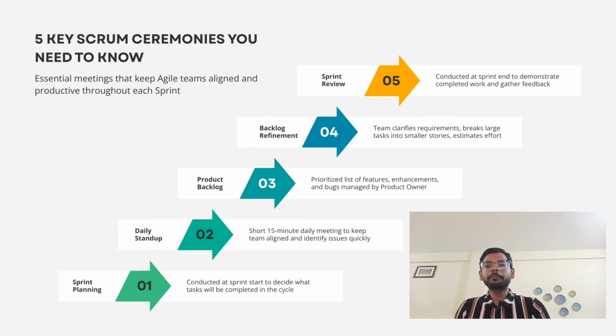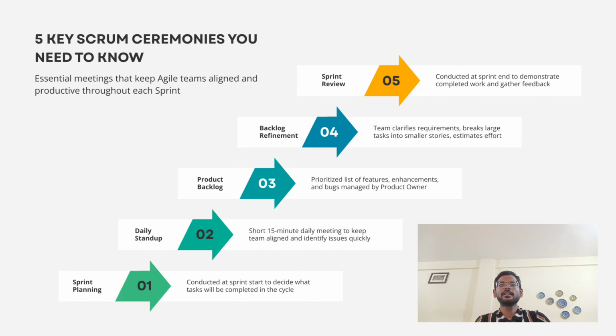Coming to what is a sprint. A sprint is typically associated with the development team. The development team completes tasks in a duration of 7 to 14 days. So that is a sprint.